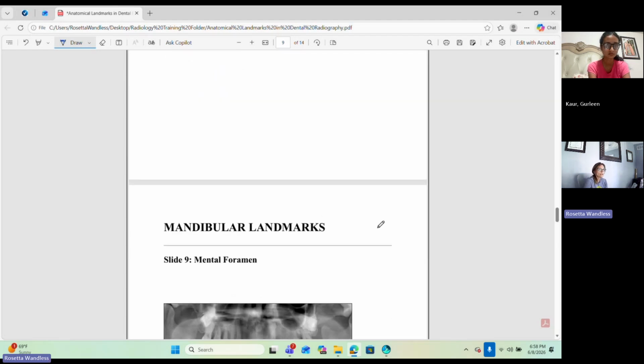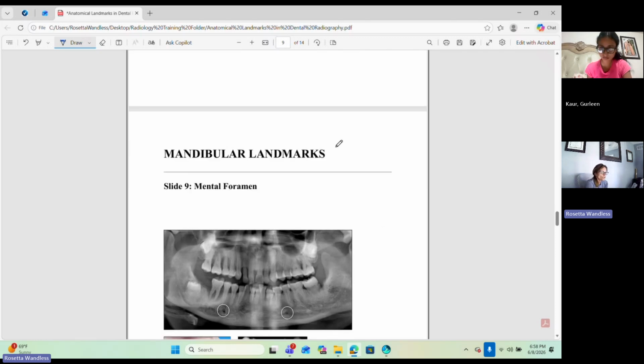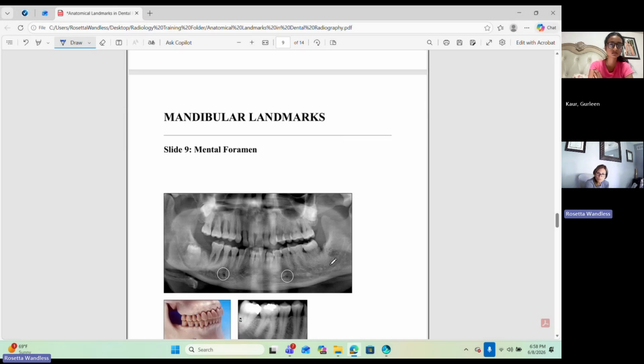Okay, that concludes mostly our maxillary landmarks. Now we're going to get into the mandibular landmarks, so the lower jaw. Now, in general, the lower jaw is obviously much more dense. We don't have any cavities there except for one area, which we'll show, but it's very narrow. And it's filled with blood vessels and nerves.